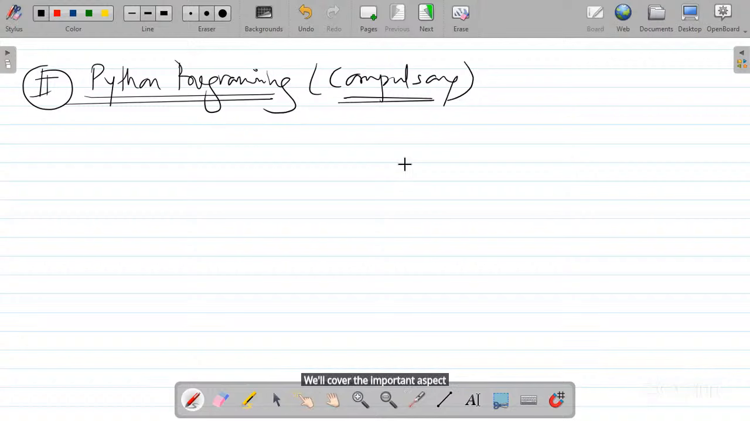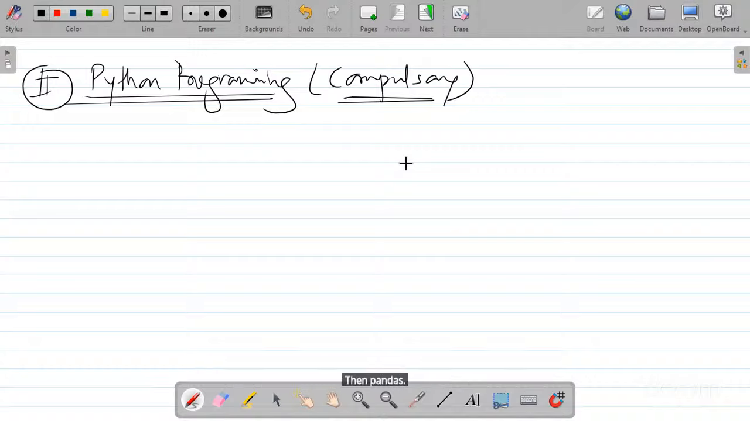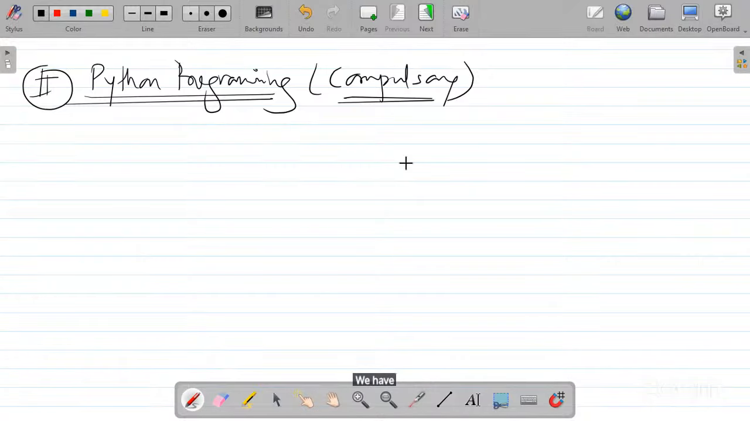Now, why Python? A lot of options are there. Specifically, all the libraries of Python. For example, we have NumPy, then Pandas, PyTorch, TensorFlow, all are Python based. And all these large language models, as well as the frameworks, agent frameworks. Let's say, for example, we have LangChain, we have Crew AI, OpenAI Assistants, DSPy. All these are using Python in their working, right?